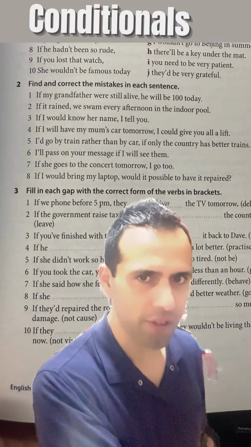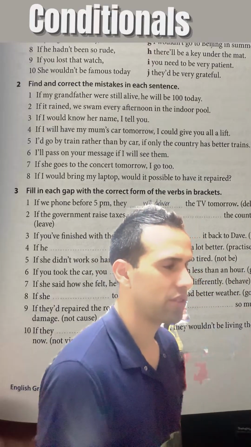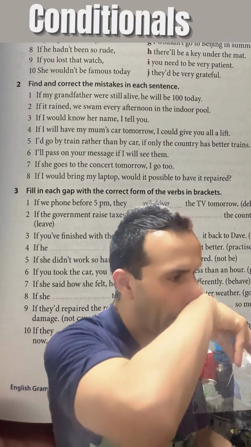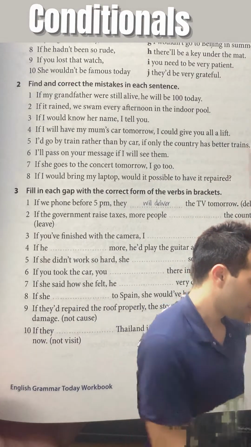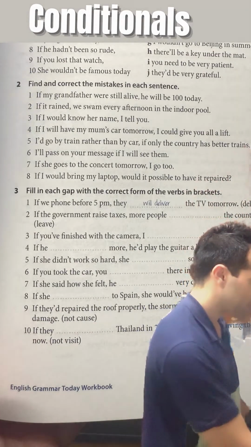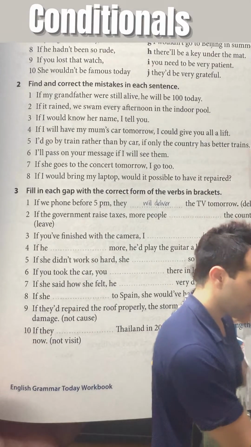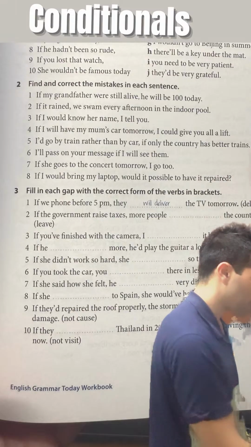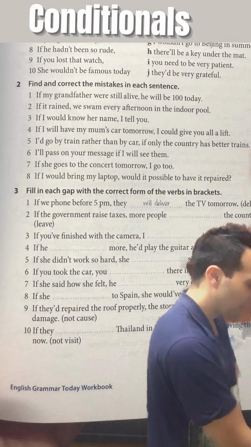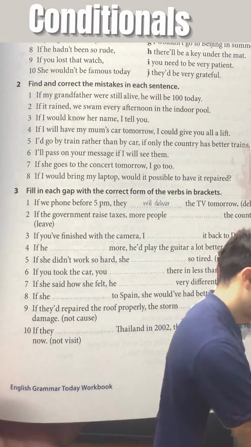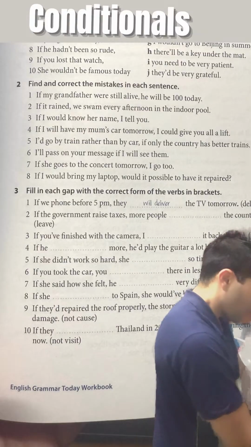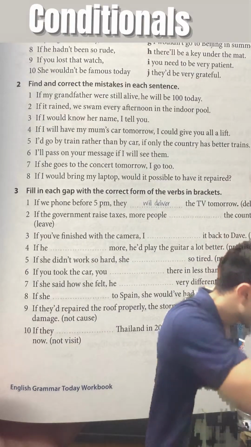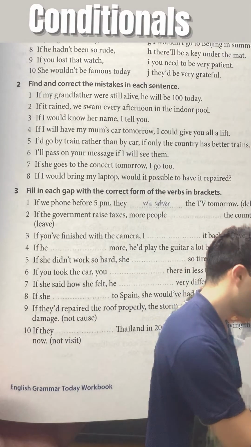If I have my mum's car tomorrow, if this happens tomorrow, I can give you all a lift, or I will be able to give you all a lift. So if this happens, something else will happen. Something else is likely to happen. When we talk about things that are likely to happen, we talk about first conditional sentences, right?